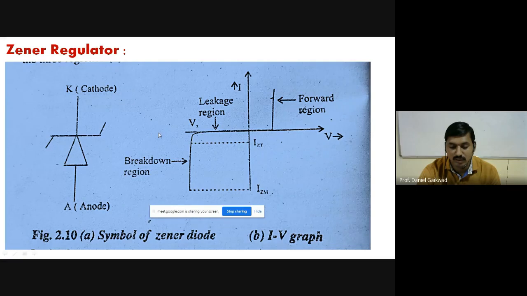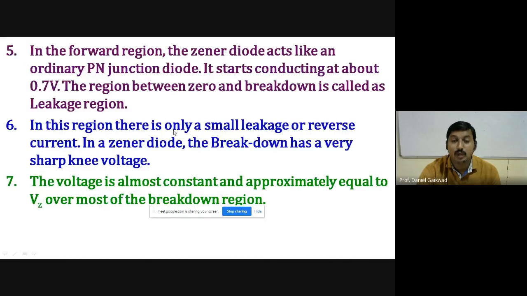This is because of the minority charge carriers. There are majority charge carriers and minority charge carriers in the P and N regions. Because of that, a small leakage current flows, which is negligible. Okay, so that is called the leakage region.